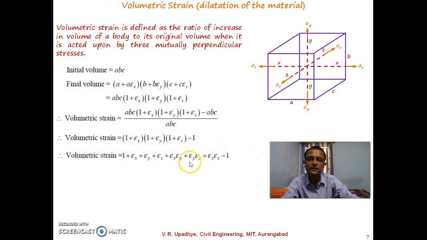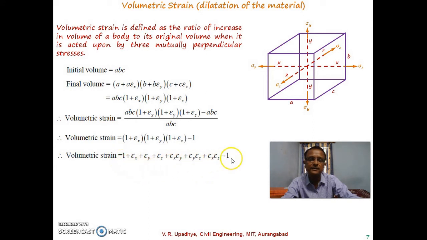So if we simplify it further, what it will give us is this complete part. And now try to understand that strain is a very small value, so the multiplication of epsilon x and epsilon y, epsilon y and epsilon z, and epsilon x and epsilon z, these three terms will be very small, and they can be neglected.